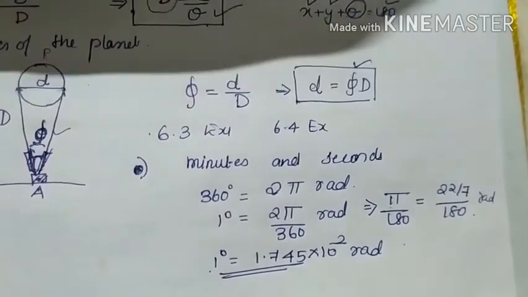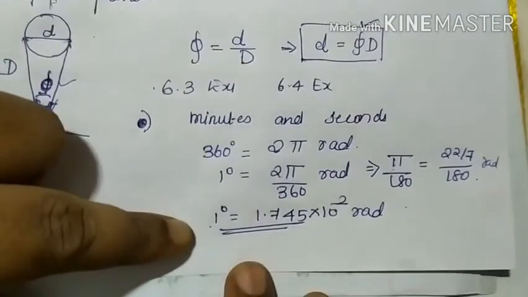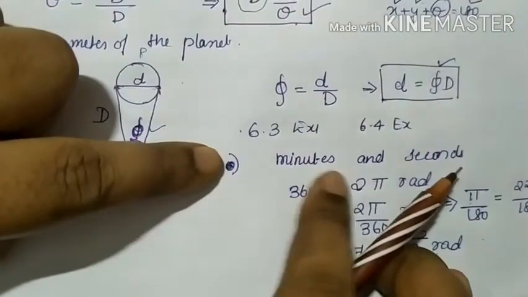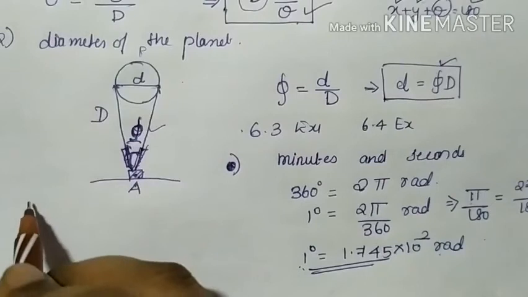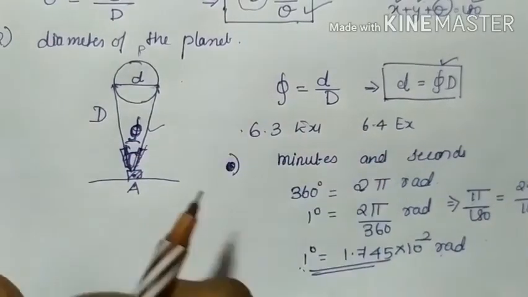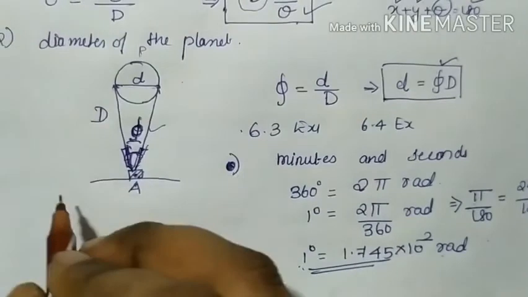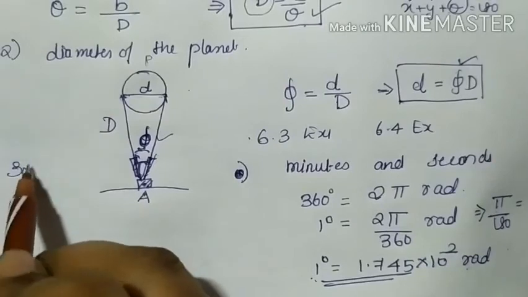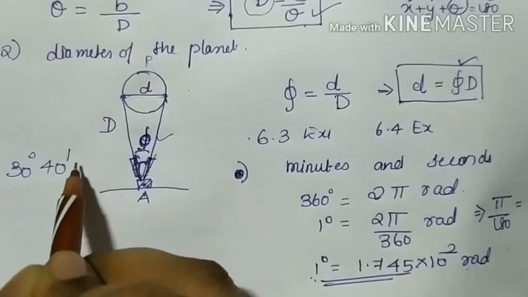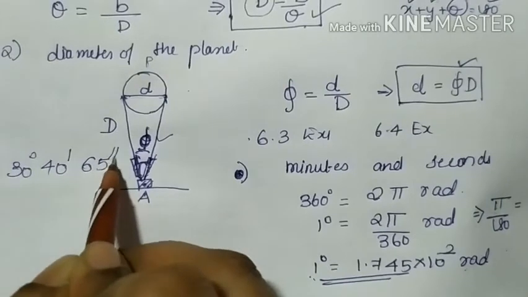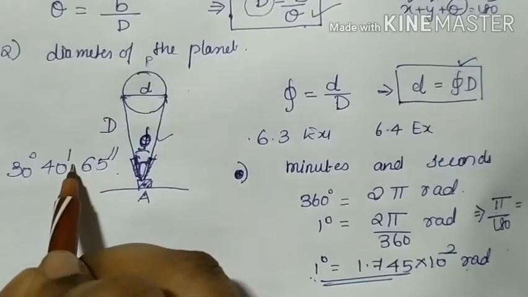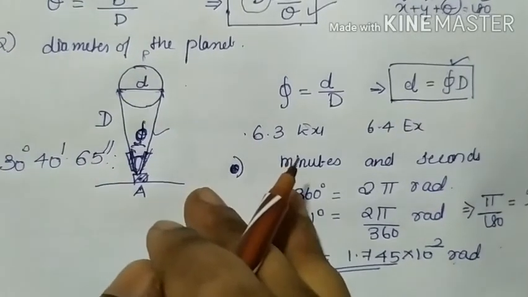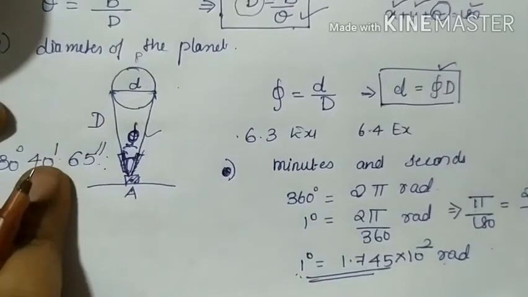Now I told you, I got 1 degree in terms of radians in the decimal system. Now I told you I'm going to introduce minutes. You would have seen in the compass on your mobile, or in your maps, that latitude, altitude, etc. are written in this form: 30 degree, 40 minutes 1 dash, 65 double dash seconds. So 1 dash is called minute, and double dash is seconds. I hope you have seen this one. If not, please look into it. Now 1 dash which is written is known as minutes.